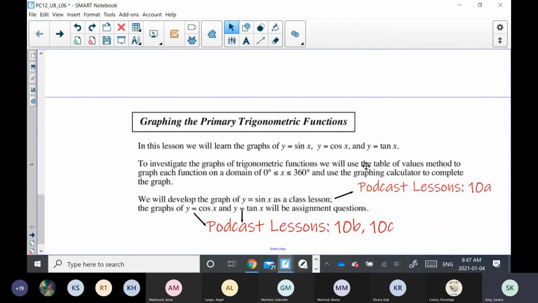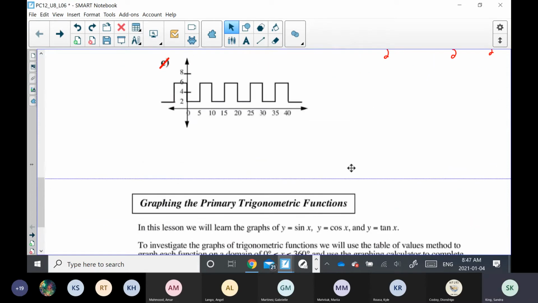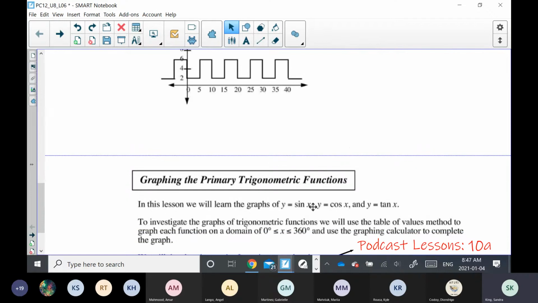Okay, what we're going to look at now, so now that you know how to determine midline, amplitude, and the period of a graph, we're going to look at graphing the primary trig functions. This lesson is just on sine. I graph only sine with you in this lesson. There are actually only 3 class examples, but I spend this entire lesson graphing sine.